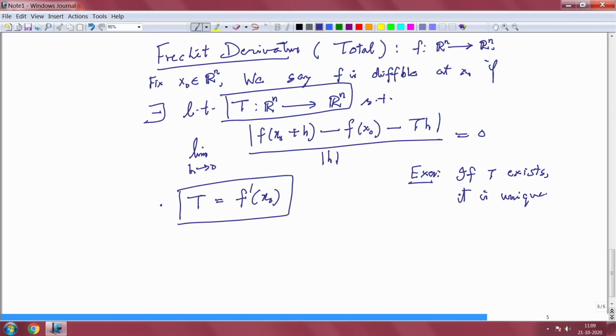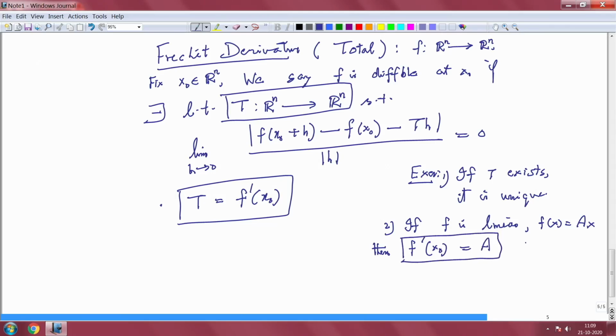Secondly, suppose f is linear, that is f of x equals A x. Then you can easily see that f prime at x naught is A, which is a linear transformation, a matrix, for all x naught. That is, f prime of x naught acting at y is equal to A y. That is the meaning of it.